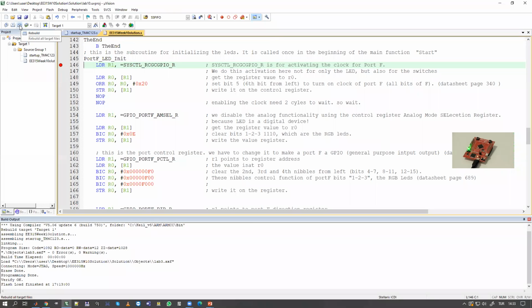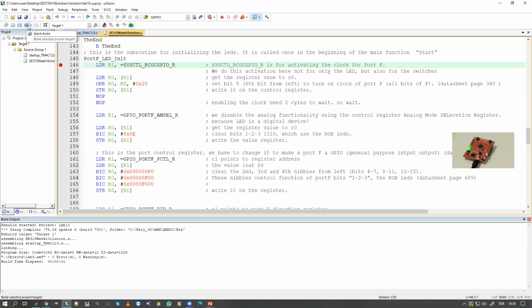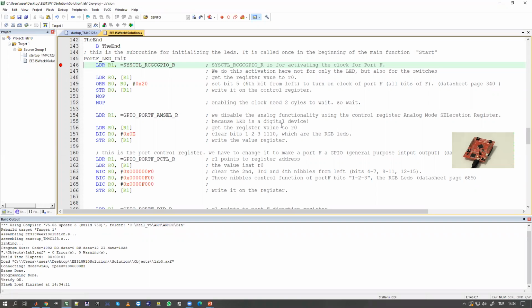So I'm saving my code, I'm building my code, and I'm loading my code. When I press load, the new code will be downloaded to the card. Be careful, guys. This LED may go off. It went off because a new code is being downloaded to the card and the card is reset. When the card is reset, all the ports are reset, including port F. So when port F is reset, the pins of port F which are connected to the LEDs are also reset and they become 0. And the LED went off. That's why it went off.